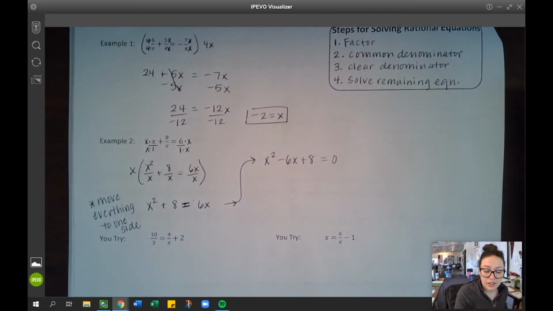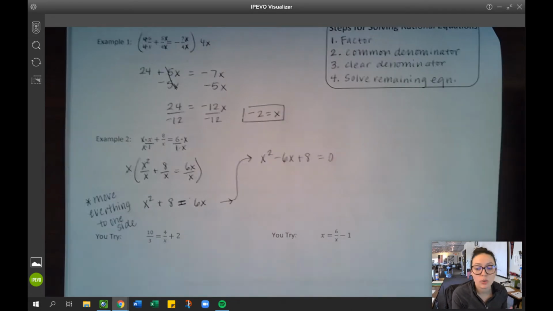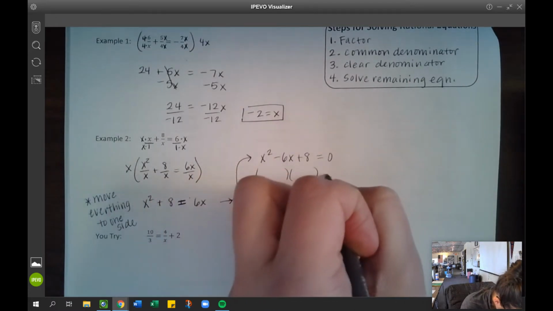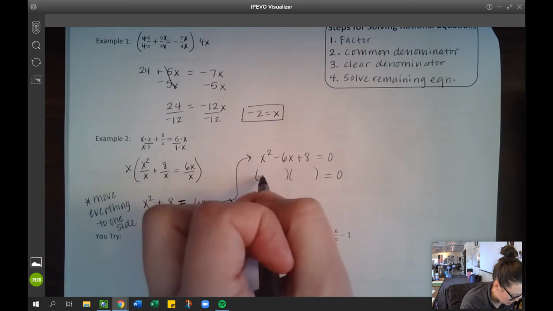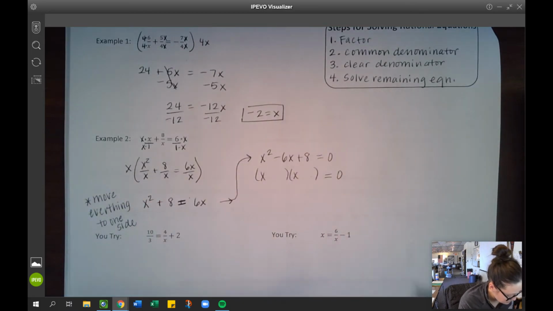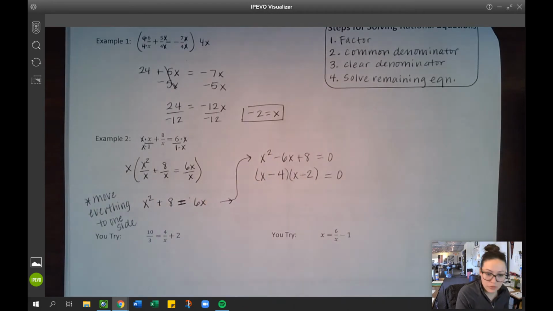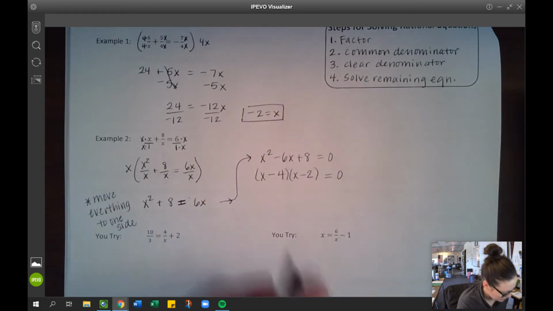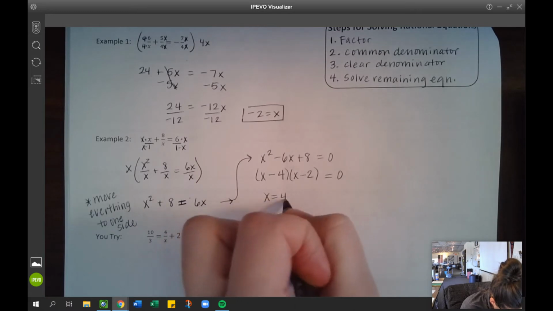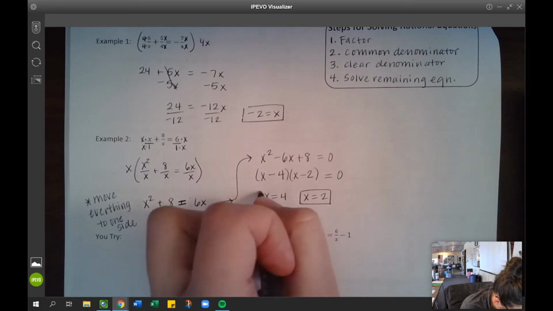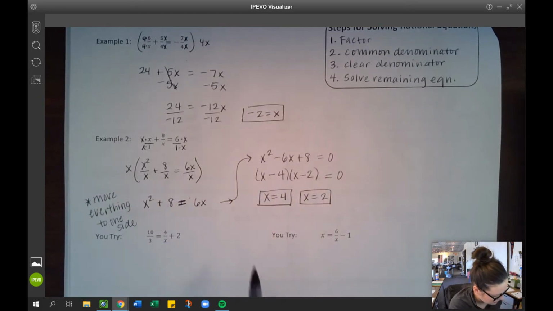Now, how can I solve this? I kind of gave it away, but we're going to factor it. You could use the quadratic formula, but that's way more work. We can factor this, and we've been factoring all unit long, so it should be fresh in our mind. So it's going to be x and x, minus 4 and minus 2 is going to get us there. So my answers are x equals 4 and x equals 2. So this equation actually has 2 answers.